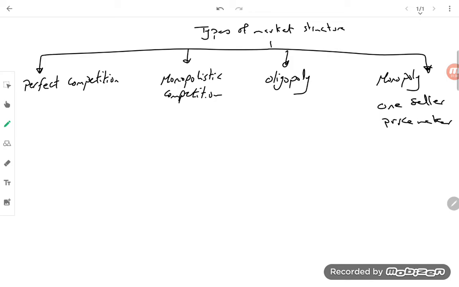While in case of oligopoly, there are few number of suppliers, two or three. They can be competitors for each other or formulate a cartel and act like one firm with different names. Okay, so the pricing strategy in this case differs based on whether they are going to formulate a cartel or they are going to compete with each other.